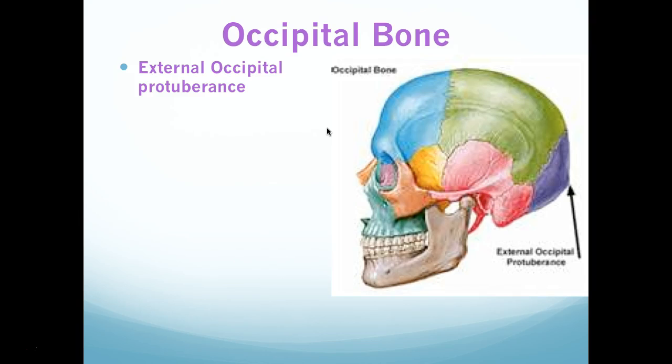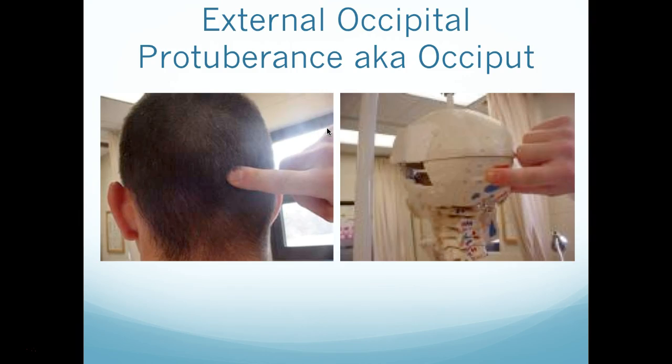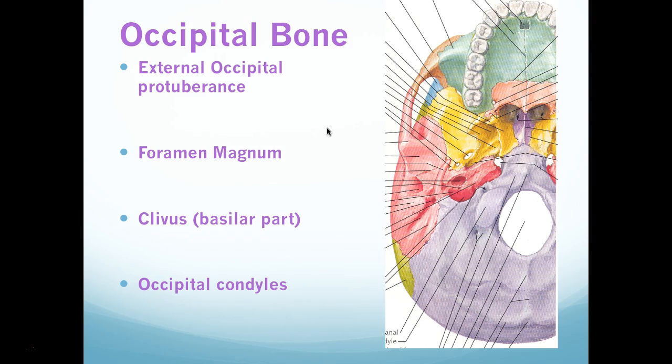We have the external occipital protuberance, foramen magnum, the clivus or the basilar part, and the occipital condyles. So you could see that there's a black arrow pointing to the external occipital protuberance here. It is also called the occiput. And if you feel the back of your head, that part that sticks out just a little bit more than the other is your external occipital protuberance.